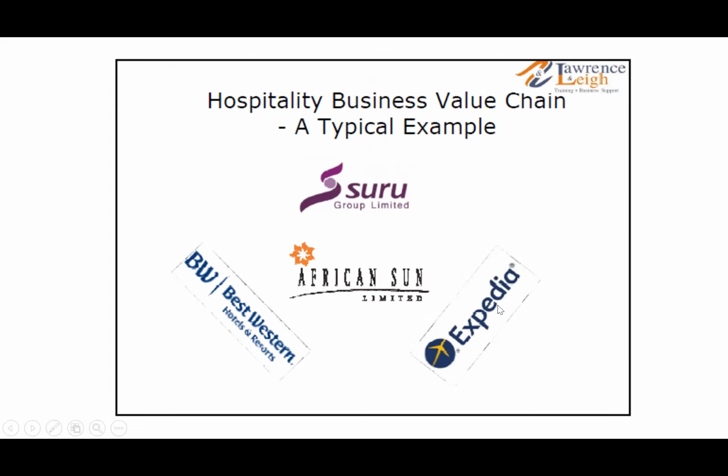And then what happened? We have the OTAs, Expedia, working with the system in ensuring the hotel is readily available, apart from the in-house marketing and distribution power of Best Western and African Sun. You can say this is a typical example of value that has been added. And what other value do you think it had? Now I'm going to throw this open.